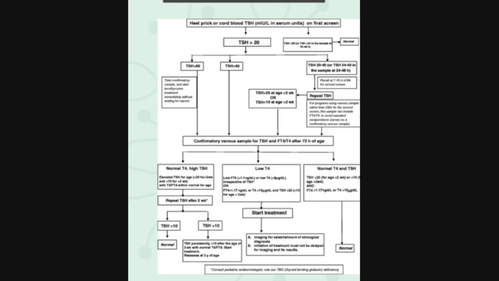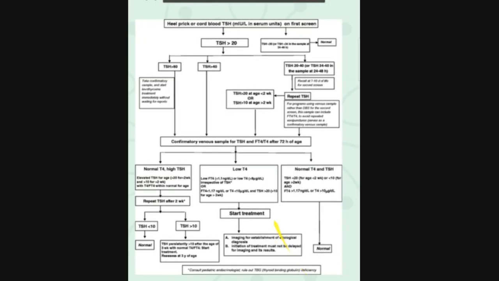Okay. So if the child has got a low T4, whatever the TSH may be, irrespective of TSH, you have to start treatment. T4 has a range, and even if the value is at the lower limit of normal, or within the lower range of normal, you have to evaluate.